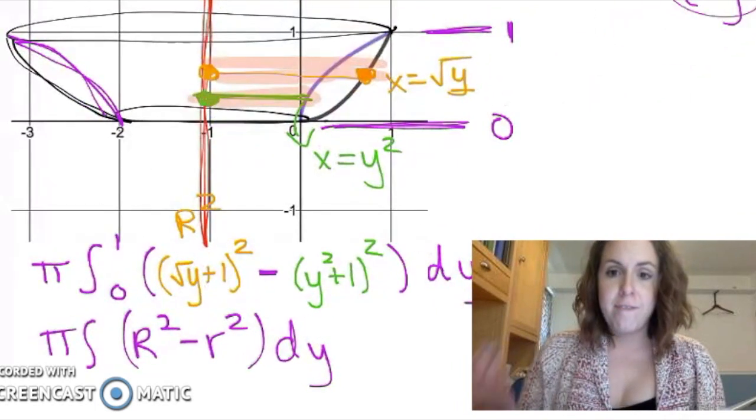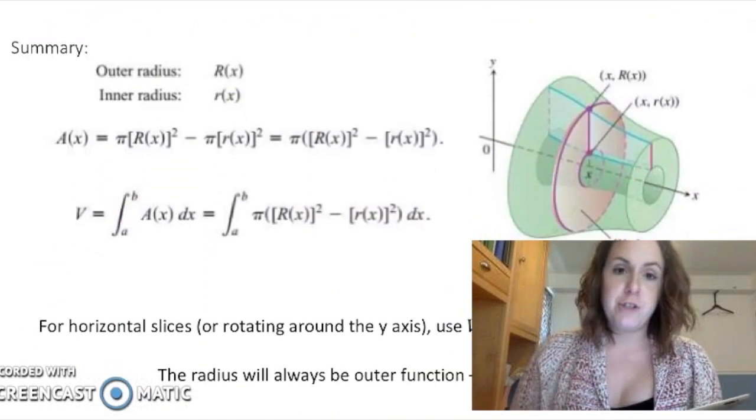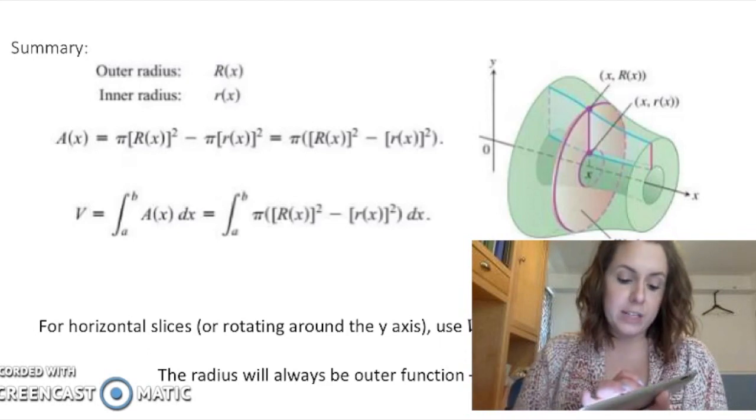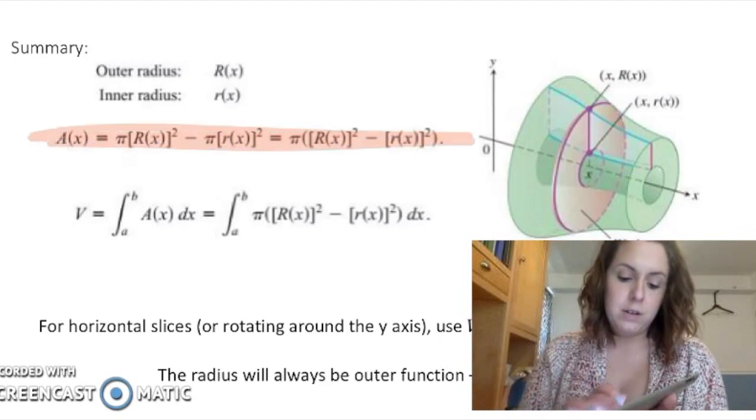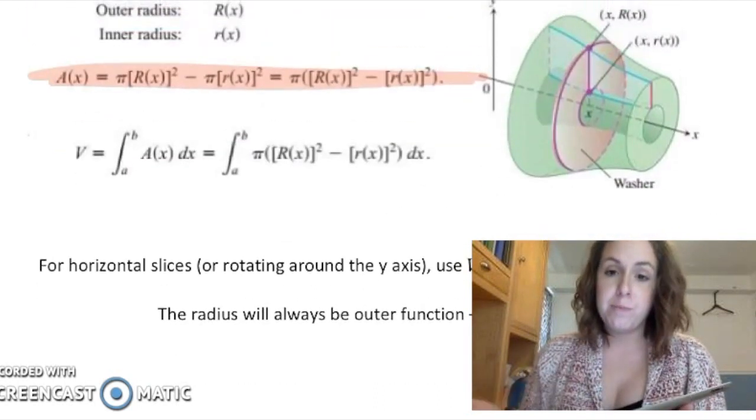But remember, at the end of the day, volume is just an accumulation of area, right? Volume is just an accumulation of area. So what we're really doing is we're finding the area function, and then we're accumulating that. And that's where that formula comes from.